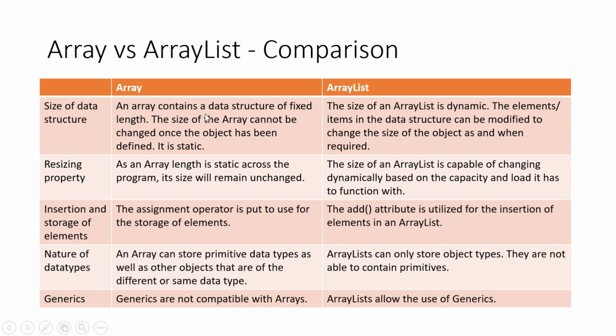Array is a data structure of fixed length. The size of the array cannot be changed once the object has been defined. It is static, so once we define the array, we cannot change the size. But in array list, the size is dynamic. Elements or items can be added at runtime and modified, and then the size of the array list will change accordingly.